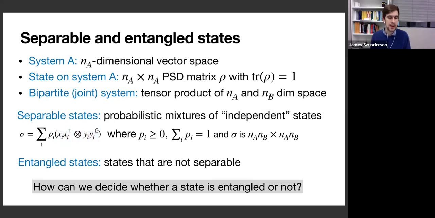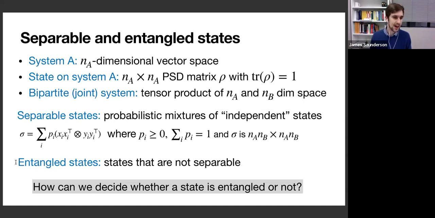We may or may not want to think of the x's and the y's as normalized to have unit length. It's not super important for what we're going to talk about. So this is some crazy convex set that people are interested in in this setting. That's what separable states are, and entangled states are all the other things that are not separable. It's not completely obvious that there are such things.